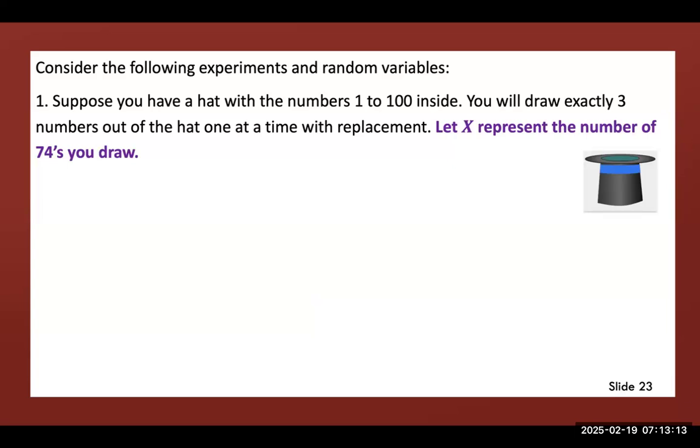So here we have a hat with the numbers 1 through 100 inside. You're going to draw exactly 3 numbers out of the hat, one at a time with replacement. So every time I draw a number, I put it back into the hat. We're going to let X represent the number of 74s we draw. This is different than in the past. In the past, we drew one number and it was Bernoulli. Here we're drawing 3 numbers with replacement. X represents the number of 74s I draw.